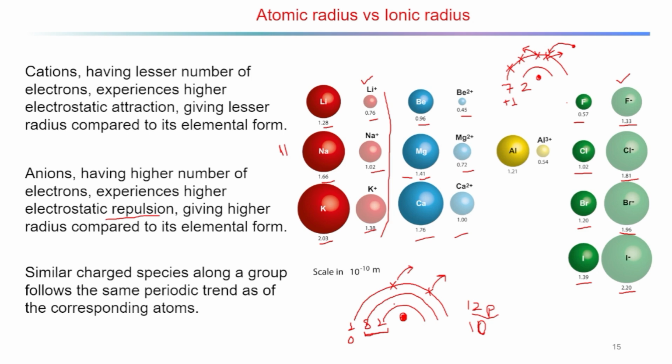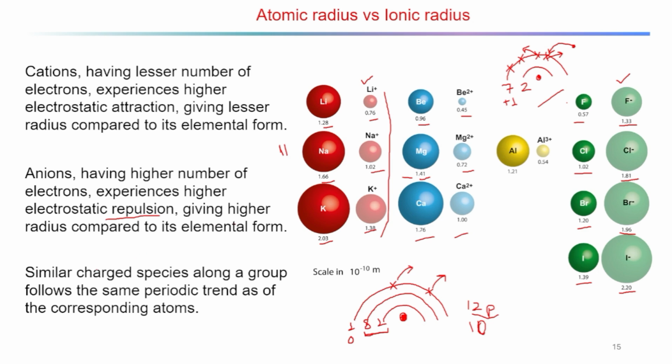So because of that, the size of the cation is always smaller than the elemental form. And as we are putting an extra electron, that will increase the electron-electron repulsion. So because of that, the orbital or orbit will try to expand. And for that reason, the size of anions is every time bigger than the elemental size or elemental radius, right?